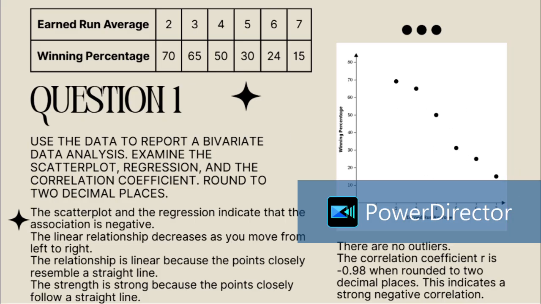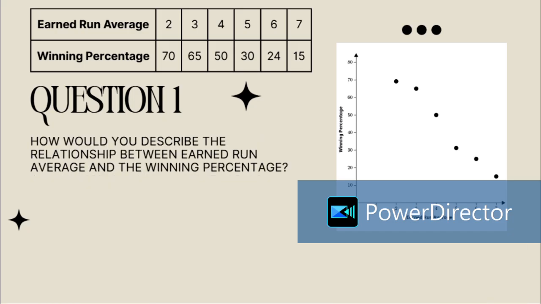There are no outliers. And then if you put all this information into GeoGebra, the correlation coefficient R is -0.98 when rounded to 2 decimal places, and this indicates a strong negative correlation.